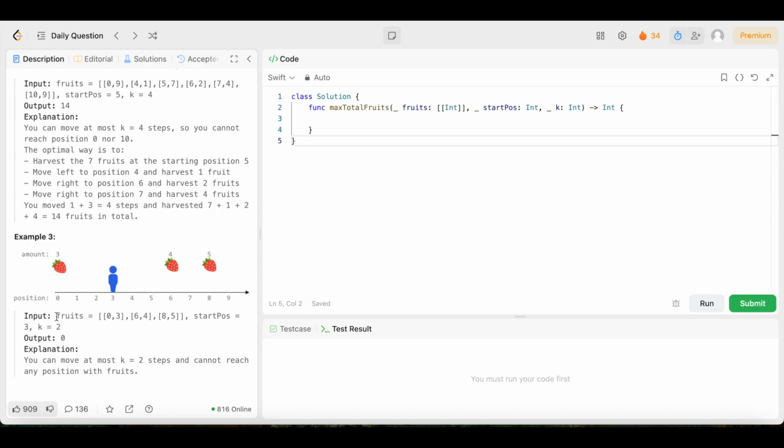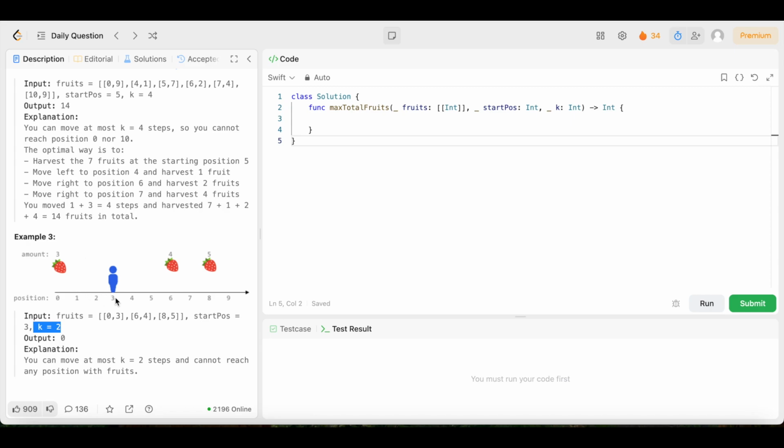In example 3, our input fruits is a 2D array of integers: 0 and 3, 6 and 4, 8 and 5. Our starting position is 3 and k equals 2. This time our output is 0. The explanation says you can move at most k equals 2 steps and cannot reach any position with fruits. So we're only allowed to move 2 steps, and we're starting at position 3. If we move 2 steps to the left, we go to position 1. There's no fruits at position 2 or 1, so we can't get any fruits by going to the left.